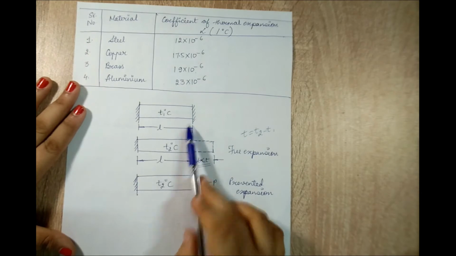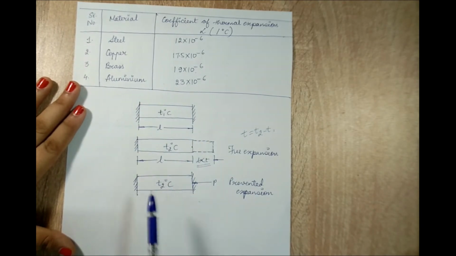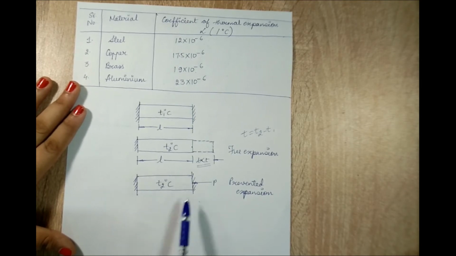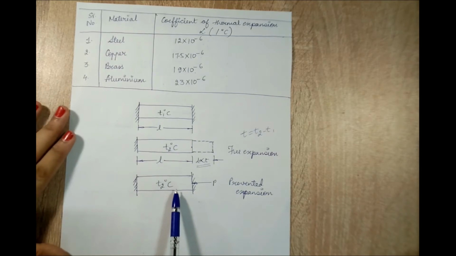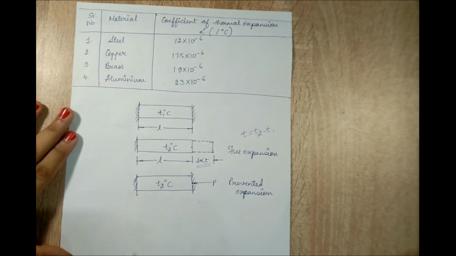But if there is a constraint, then this bar wants to expand, but because of the constraint from both ends, it cannot expand. So the ends will offer an opposing force to the expansion in the material. Since there is an opposing force and the material wants to expand, what will be generated in the material is called stress. This is the basic definition of stress, as we discussed in the second and third lectures. So there will be stresses in the material generated because of the rise of temperature, and this is called prevented expansion.